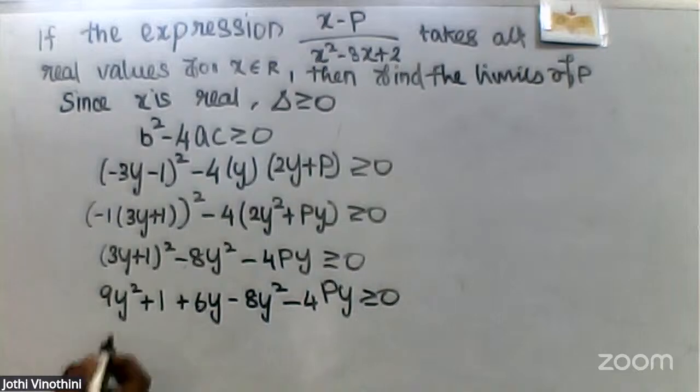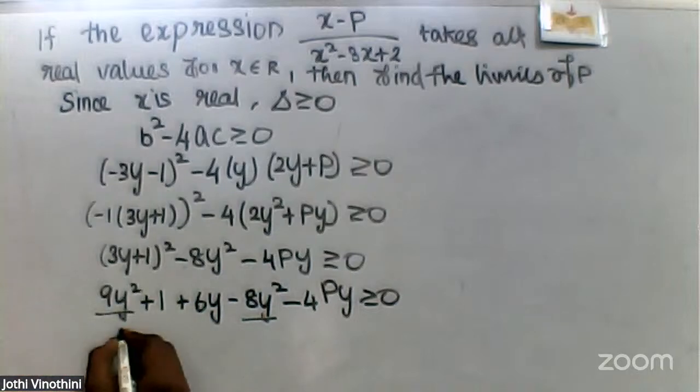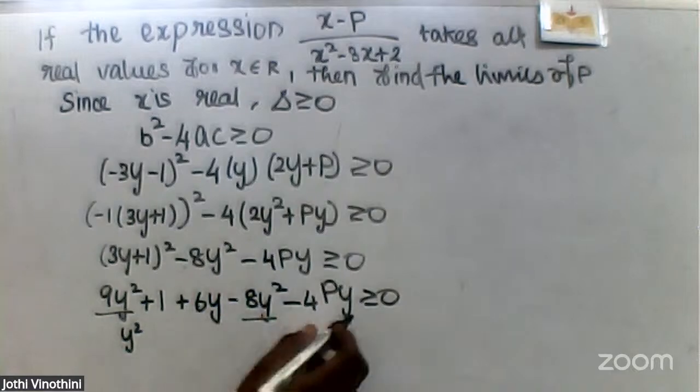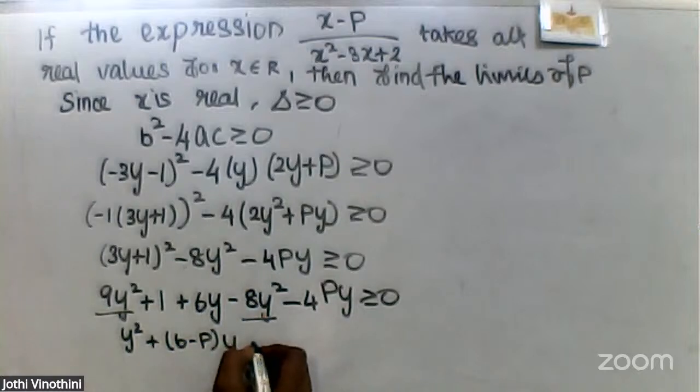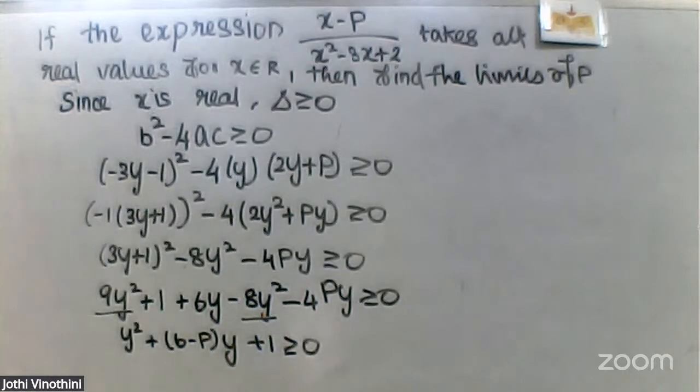So we have 2 y squared terms: 9y squared minus 8y squared is y squared. Then we have 2 y terms, so I am going to take y as common. So it will become 6 minus p multiplied by y. What is the constant? The constant is 1, so I am going to keep the constant as it is, must be greater than or equal to 0. I will give you a minute so that you can copy this and we will move to the next step.